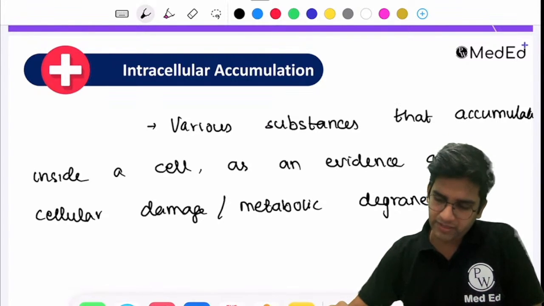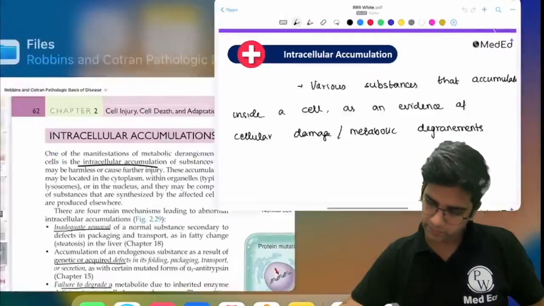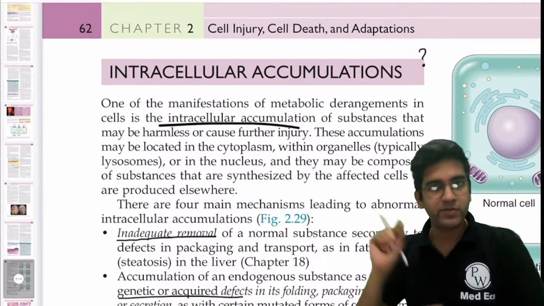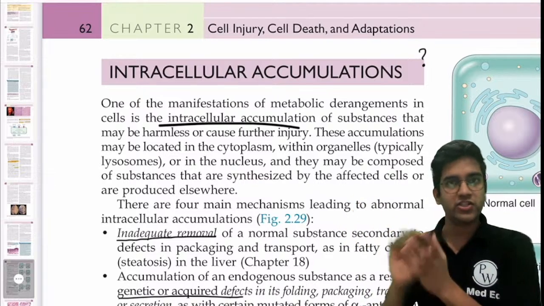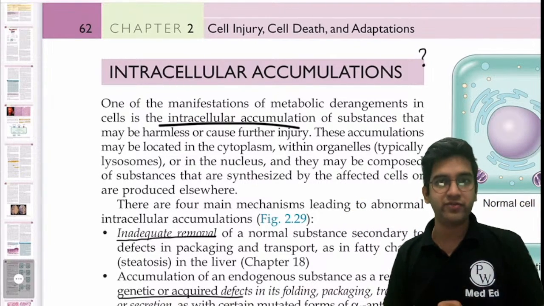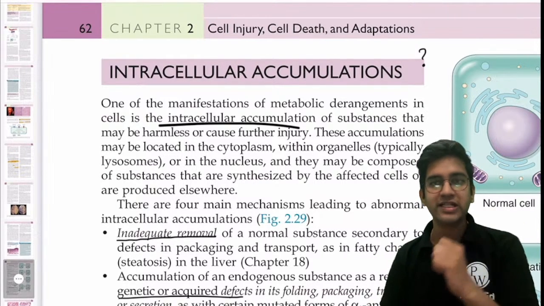I've tried something a little bit different. I'm just marking in the Robbins book only. If you have your book with you, you also try to mark. So this is intracellular accumulation, right? My first question for any topic, whatever you're going to read from now, is why and what. So that gives me a definition. What is an intracellular accumulation?